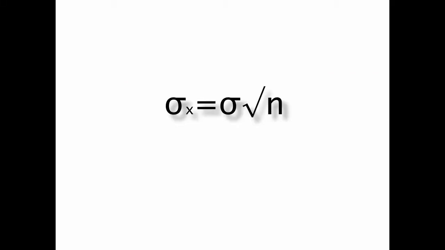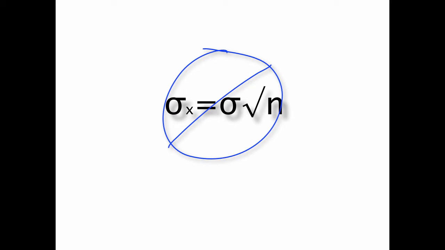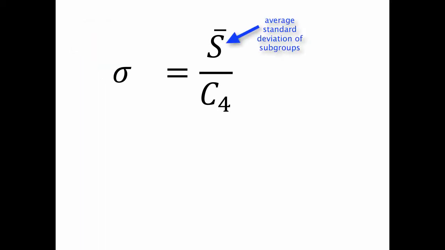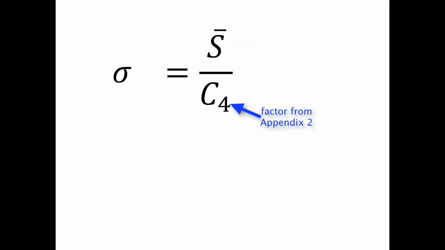Rather than using the standard error of the mean to calculate the standard deviation of the population as we've just done, industry standard is to use a different formula. Studies have shown that an estimate for the standard deviation of the population, or sigma, can be calculated using the following formula: S bar divided by factor C4. In this situation, S bar represents the standard deviation of subgroups, and C4 is a factor from a table in the appendix of your textbook.